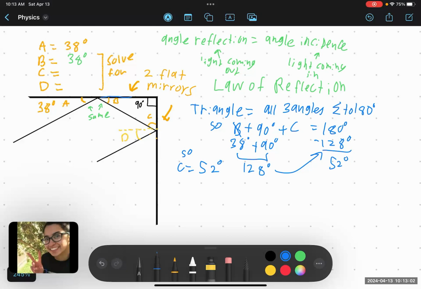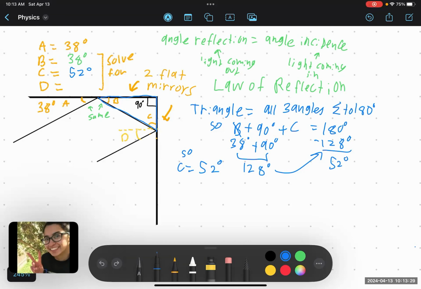This triangle here that the light's making with the two mirrors. So you know that one's 52 degrees. And then we're asked for D, which is kind of between the reflected light and this imaginary perpendicular line here.